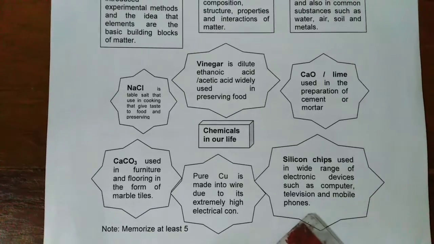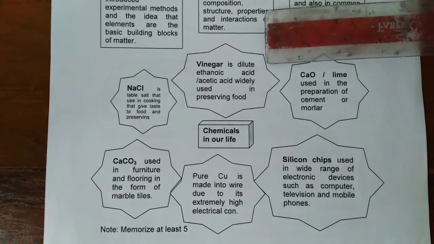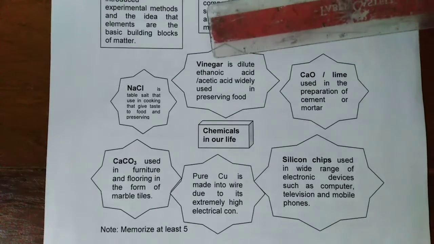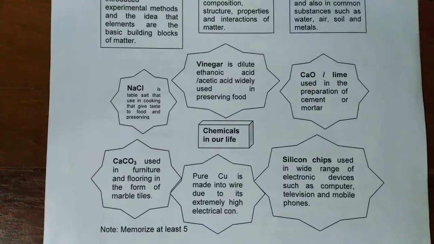So below here we can see a few examples of chemicals in our life. I suggest you memorize at least 5 examples of chemicals in our life and their uses. And the example is vinegar. Dilute ethanoic acid or acetic acid is widely used in preserving food. So vinegar is the commercial name. Dilute ethanoic acid or acetic acid is the scientific name.